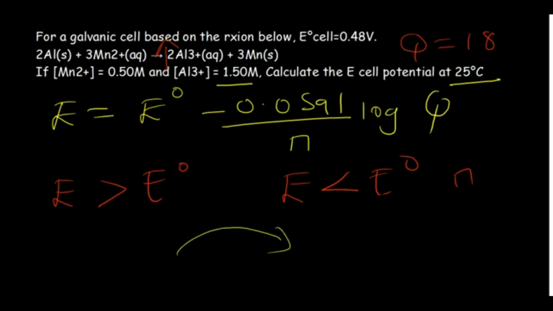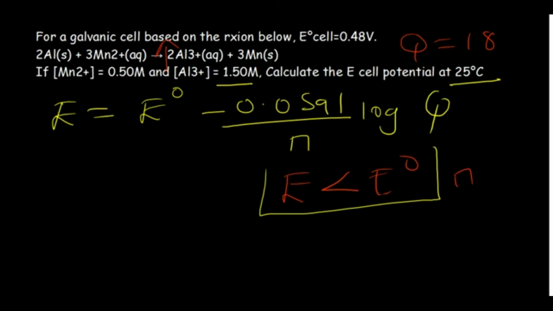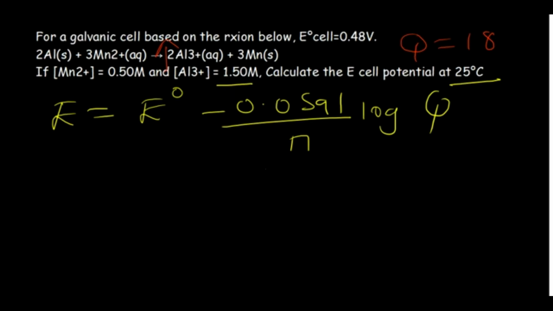So the non-standard cell potential is going to be less than the standard cell potential, and that is that condition there. Okay, so now in this case we will have every piece of information that we need to perform our calculations. Our standard cell potential has already been given to us.